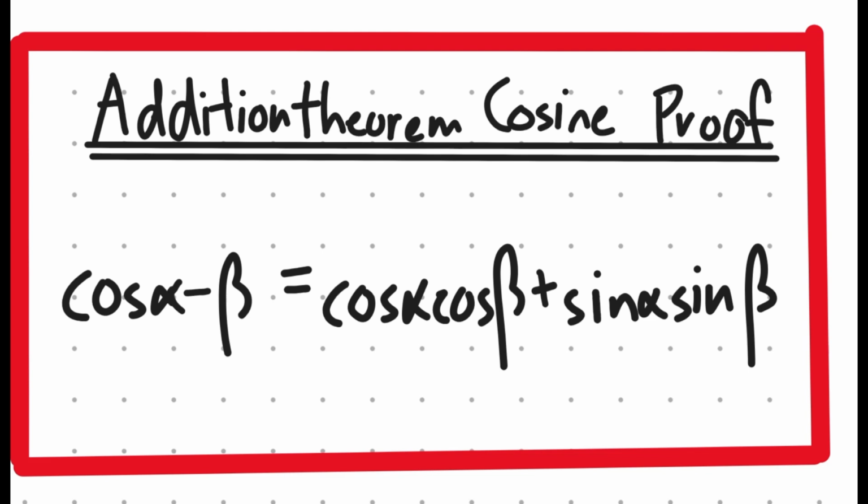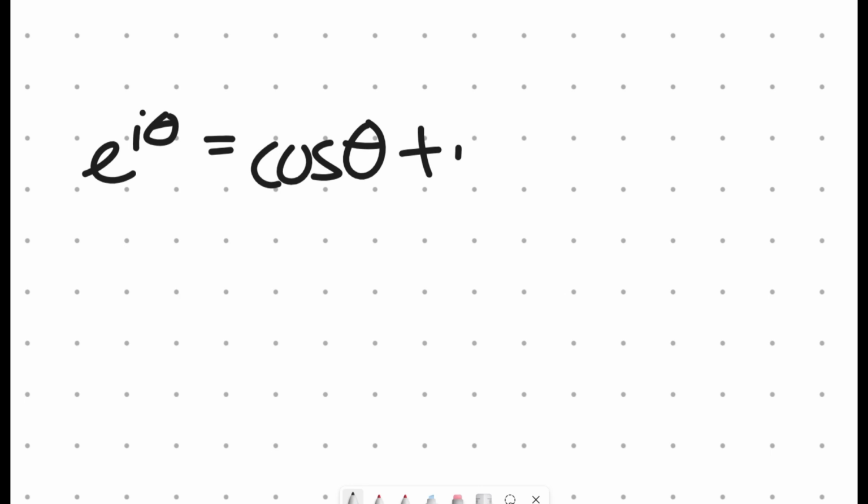Alpha minus beta sounds like a subtraction or a difference of two angles, but it's called the addition theorem since alpha minus beta is just equal to alpha plus minus beta. So now we're going to try and prove it using the Euler formula. Now we have e to the i theta equaling cosine theta plus i sine theta. For the proof, maybe in another video.